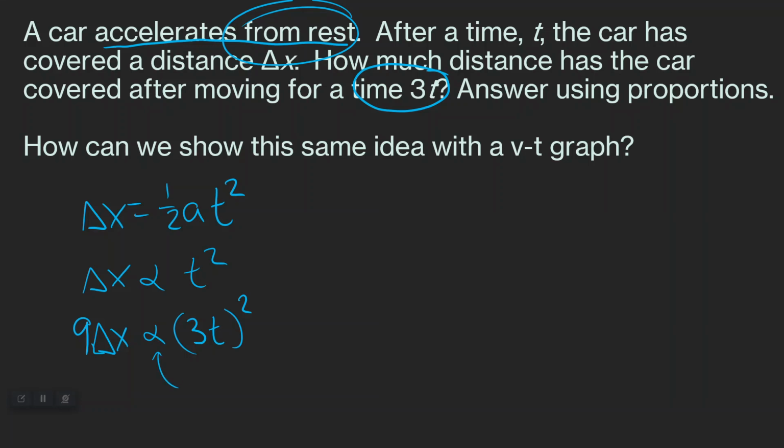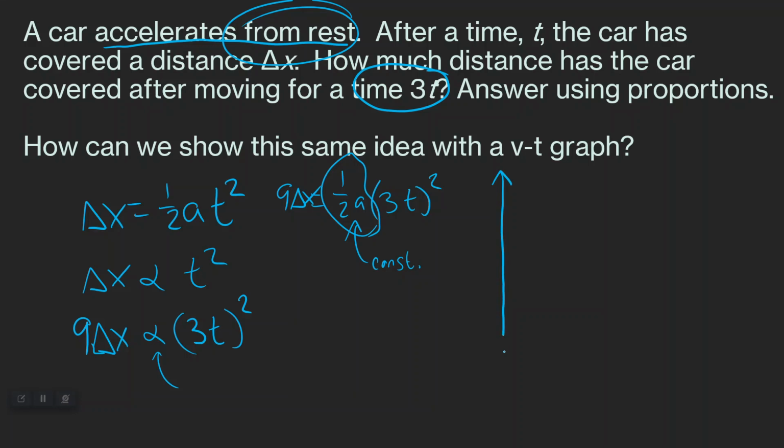Notice I'm showing this with the proportionality symbol. You don't necessarily need to do that. You can also just do 1/2 a (3t) squared like this equals 9 delta x. You can keep these other things here, the 1/2 and the acceleration. Just keep in mind these are constants. They're not affecting these proportions. So 3 times the time, 9 times the displacement.